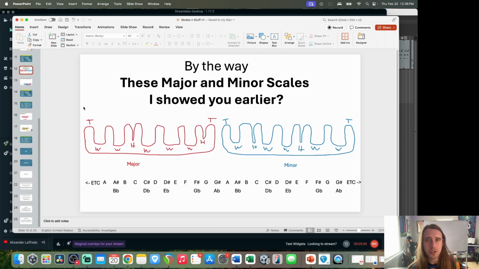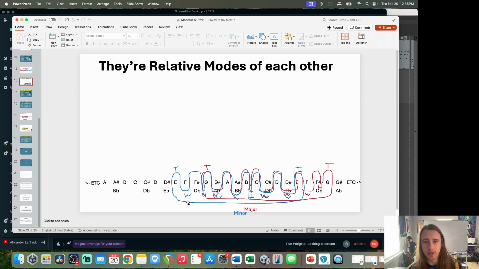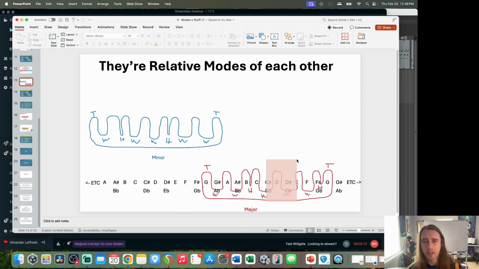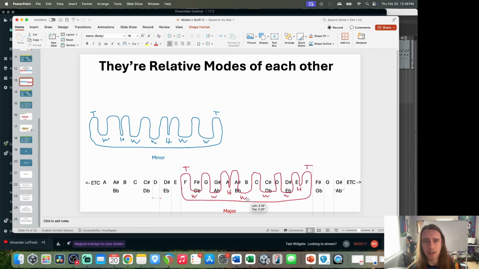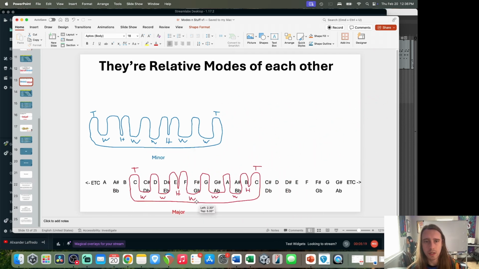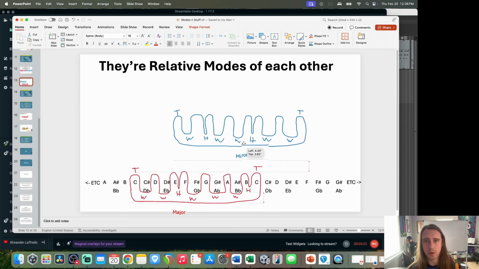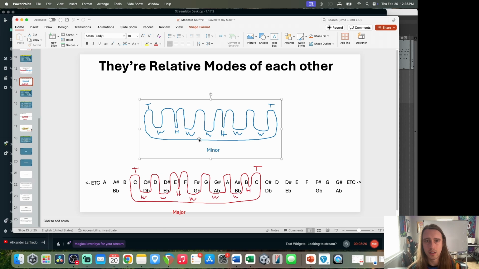So as I just mentioned, the major and minor scales I showed you earlier, check this out. They're relative modes of each other. So here's our major scale, our Ionian, and we'll do C major, right? C, D, E, F, G, A, B, C. And then here's the Aeolian mode, also known as the minor scale.